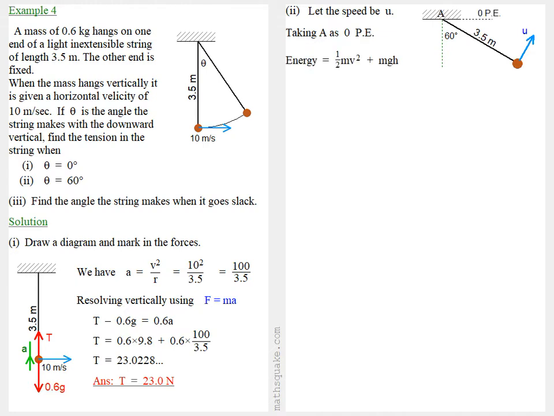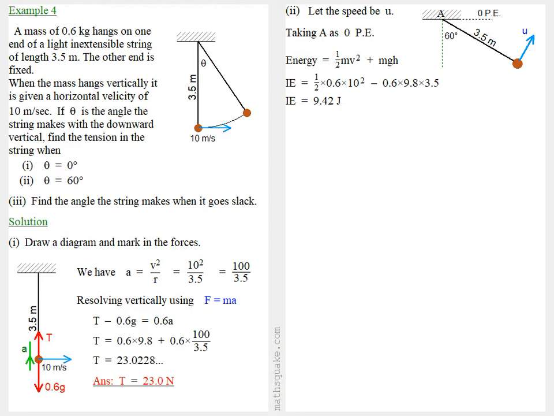In which case, the energy is a half mv squared plus mgh. Initially, when the particle starts at the bottom, we have the speed is 10 and the height is minus 3.5. So the initial energy is a half times 0.6 times 10 squared minus 0.6 times 9.8 times 3.5, which works out to be 9.42 joules.